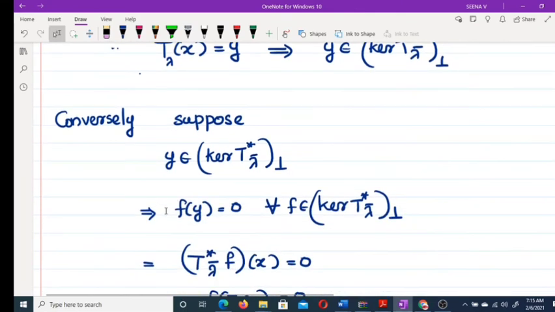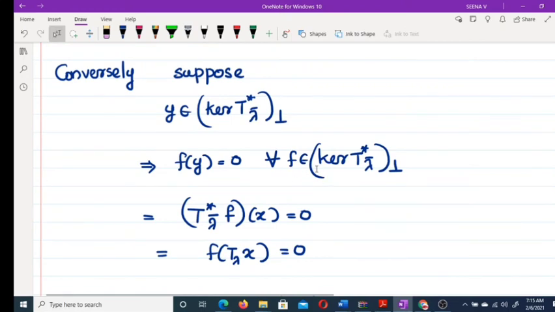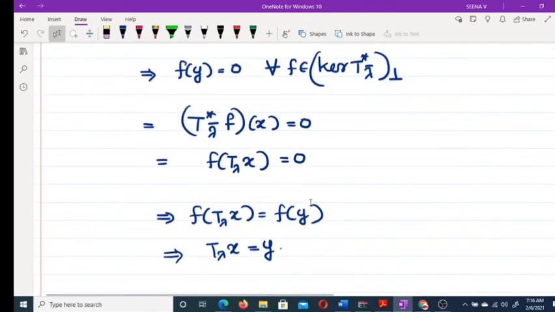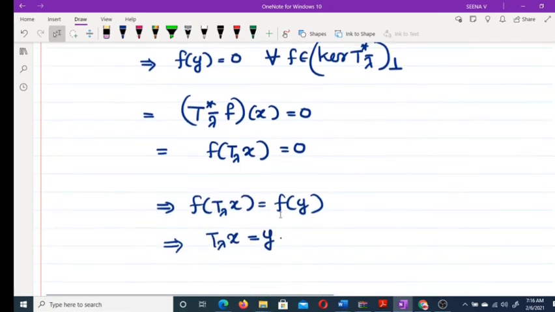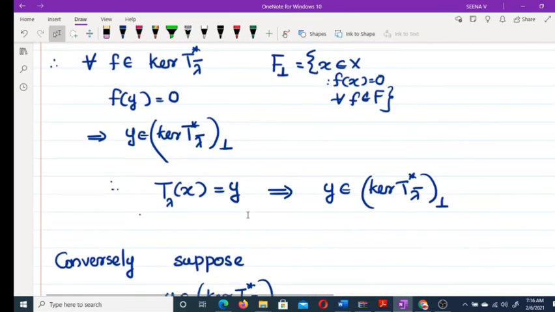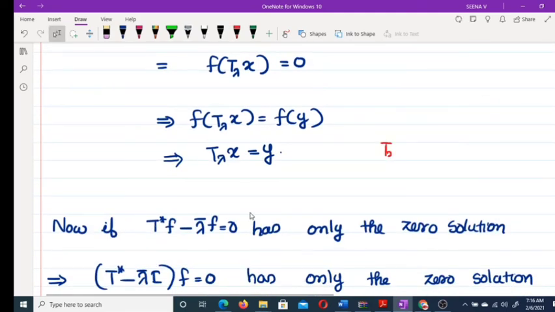Now conversely, assume that y belongs to kernel of (T* − λ̄) perp. That means f of y equals 0 for every f belonging to kernel of (T* − λ̄). What is the meaning of that? (T* − λ̄) f of x equals 0, because f belongs to the kernel. So (T* − λ̄) f of x equals 0. That means f of T_λ x equals 0, which equals f of y, because f of y is also equal to 0. That means T_λ x = y, that is, Tx − λx = y. So if y belongs to kernel of (T* − λ̄) perp, we get that this equation has a solution.